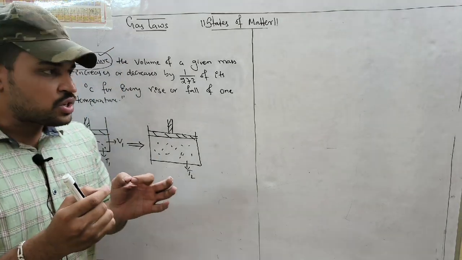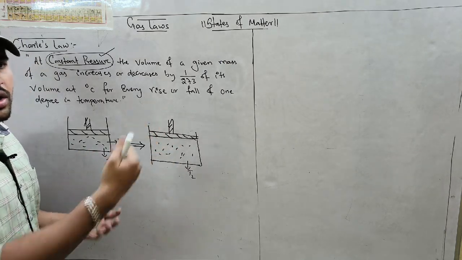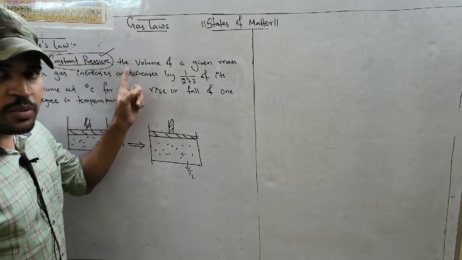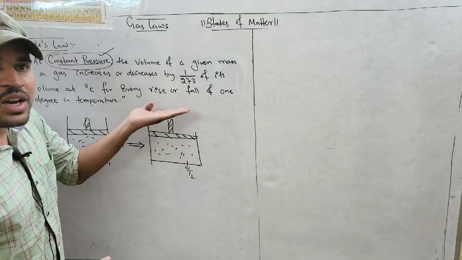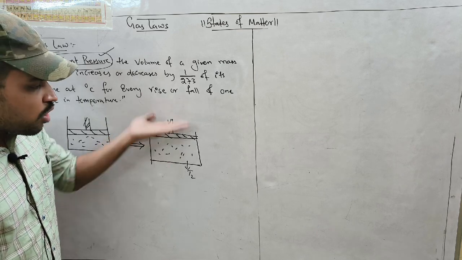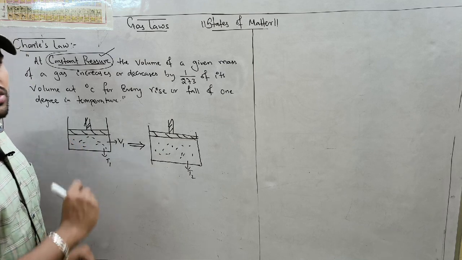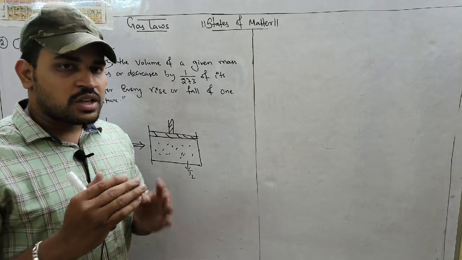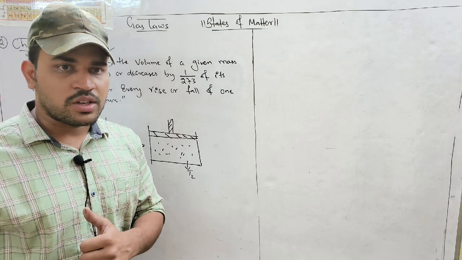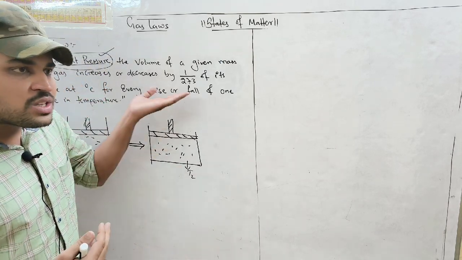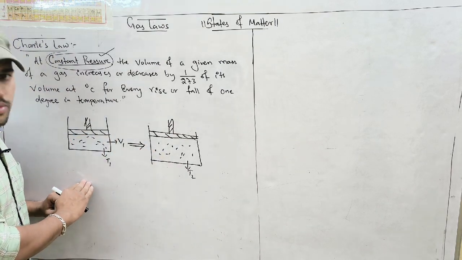Since we have to keep the pressure constant, but due to the increase in temperature the pressure of the gas is increasing, what we have to do is increase the volume of the gas. When volume is increasing, the same amount of pressure as initially is maintained. How? Because pressure is inversely proportional to volume, as we understood in Boyle's law. So as volume is increasing, pressure is going to fall and it will maintain the initial pressure.